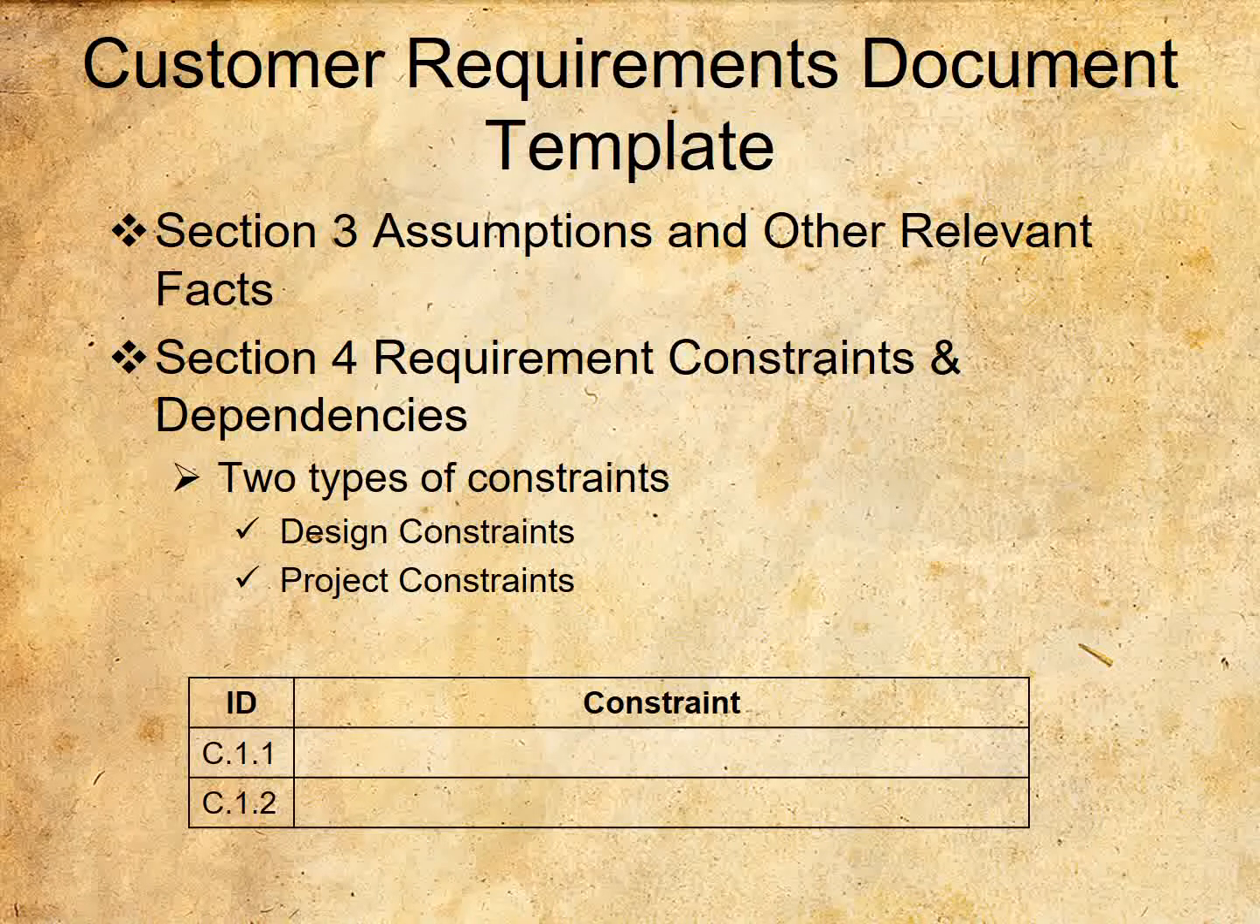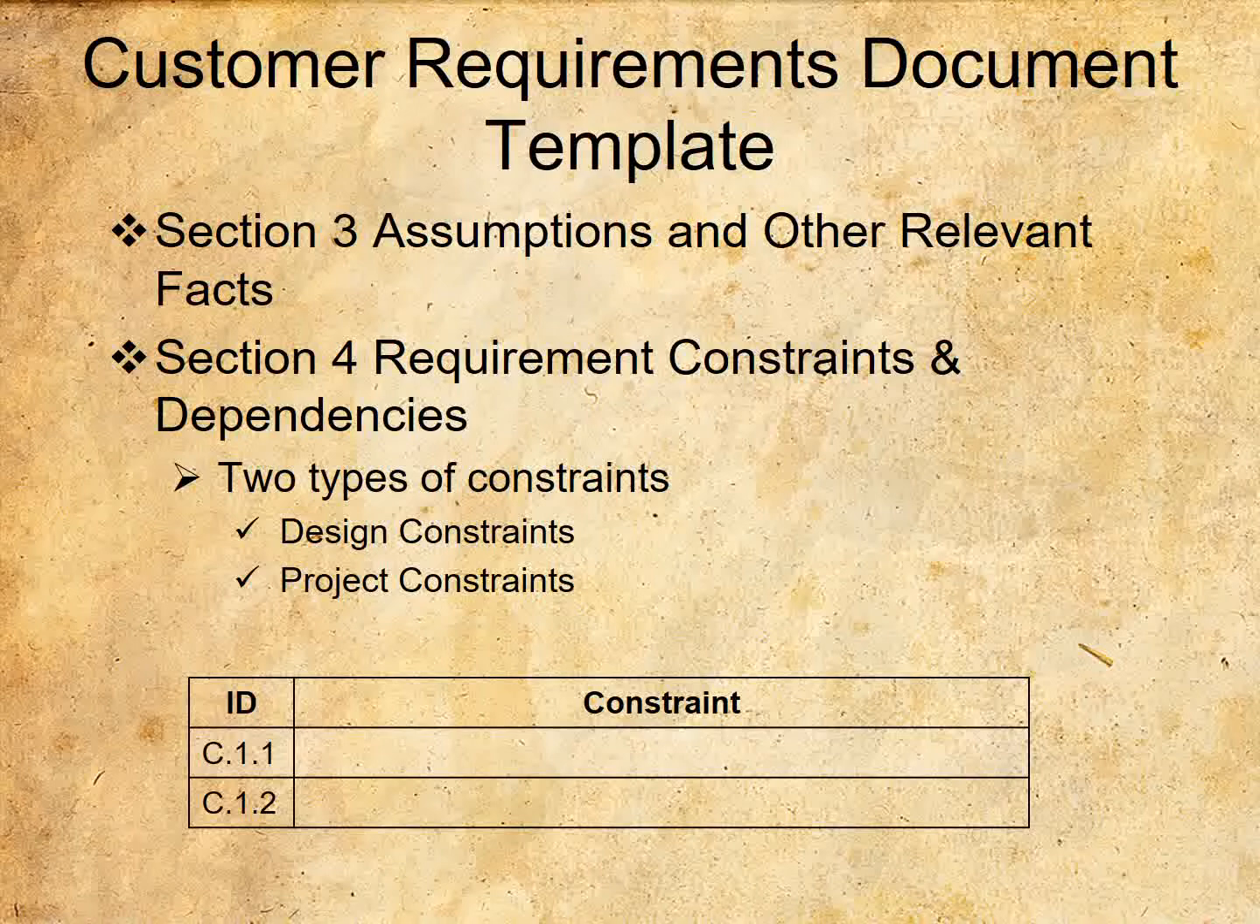Section 3. Assumptions and other relevant facts. Include any assumptions that were made with regards to the analysis or decisions of the project, its systems, and its requirements. Also include any other relevant facts regarding external factors that have an effect on the application, but are not covered by the other sections.